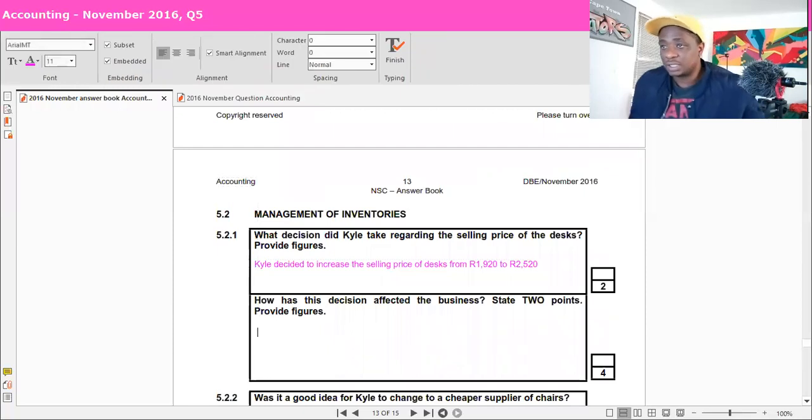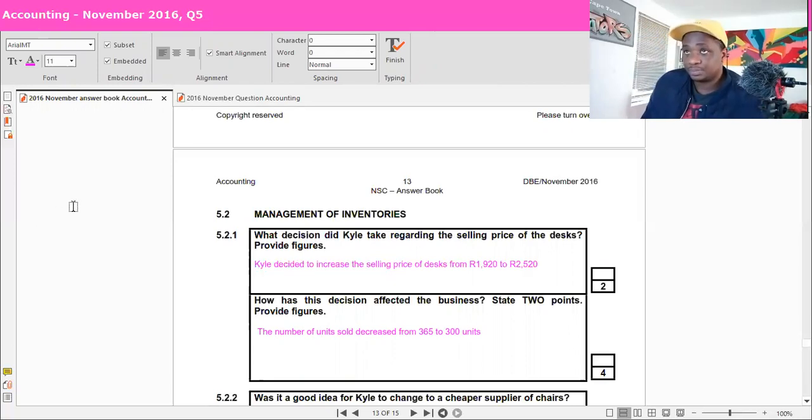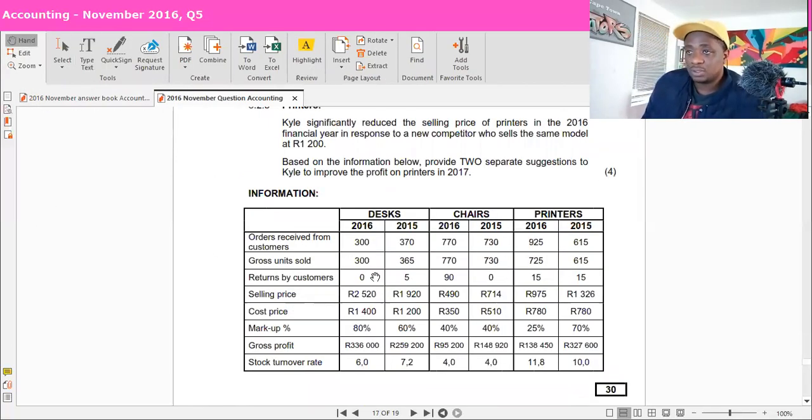So you have to say the number of units sold decreased from 365 to 300. And then the second thing that happened, let's see. You may be tempted to talk about the returns, but you can't talk about the returns. The thing about the returns has to do with the quality of the stock. Here, we're not talking about the quality of the stock. We're just talking about the price, what the price would have done to customers. Someone would return a product just because it's not good enough or not up to their standard, and it has nothing to do with price.